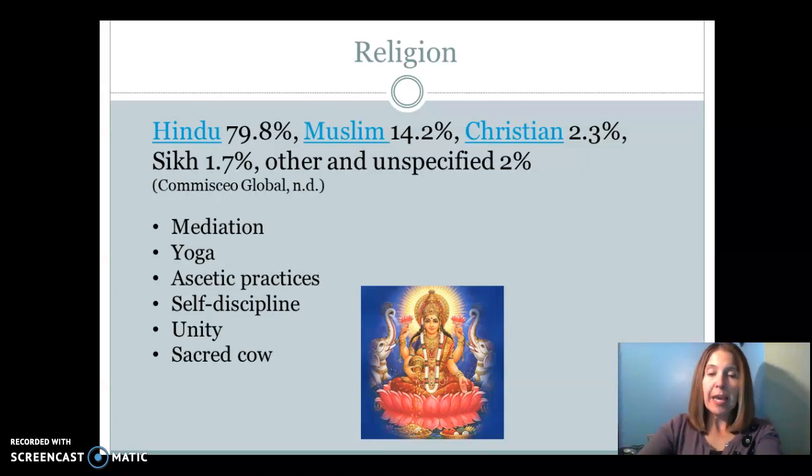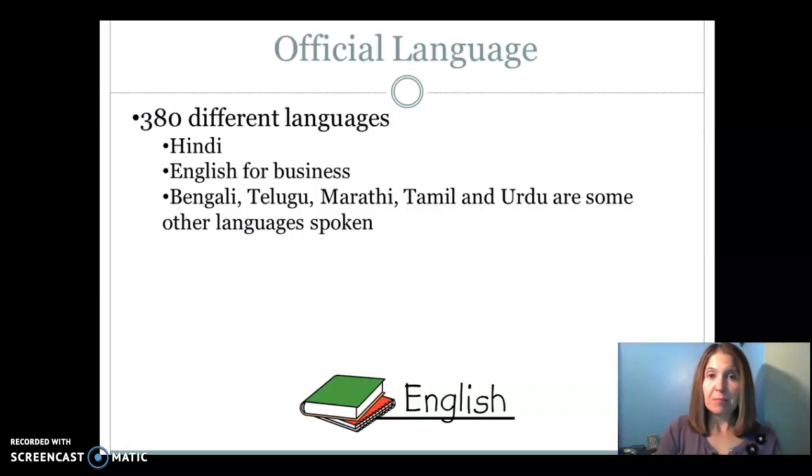India is mostly a Hindu religion, followed by Muslim. They have the largest Muslim population in India. You can find many of the Hindu practices or beliefs in the Indian culture, such as meditation, yoga, ascetic practices, self-discipline, unity. And Hindus believe that the cow is a sacred animal, so not many Indians consume beef.